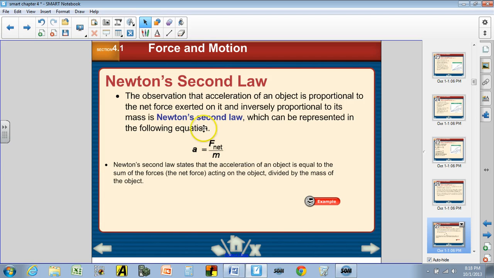This is basically Newton's second law. They're writing it as the acceleration is equal to force divided by mass. Most of the time you're going to see it written as force is equal to mass times acceleration.